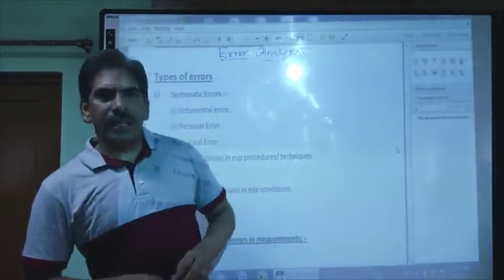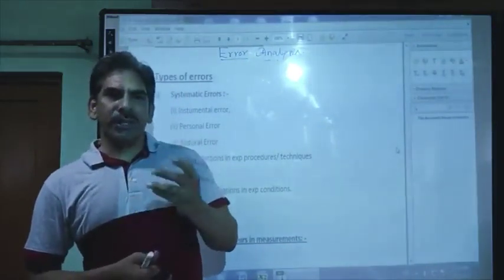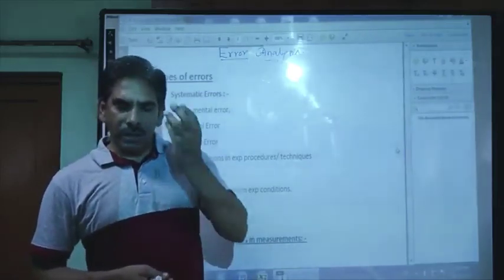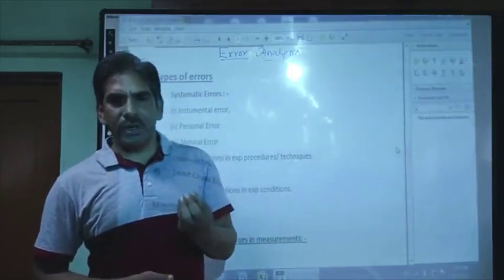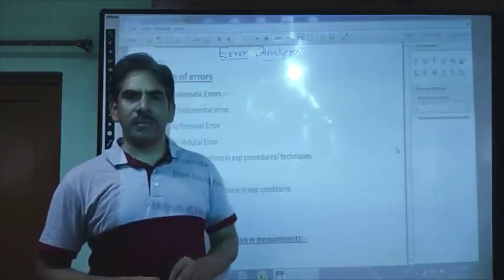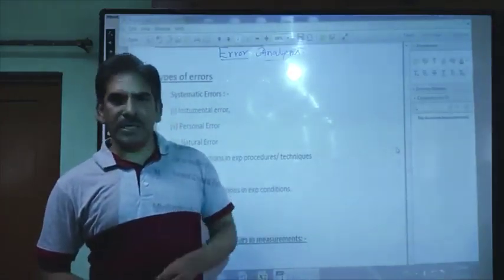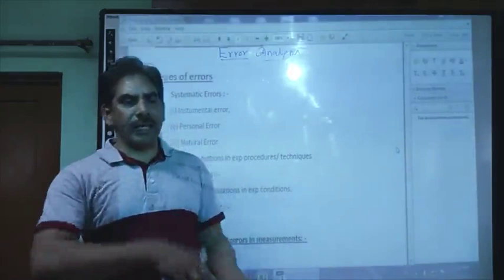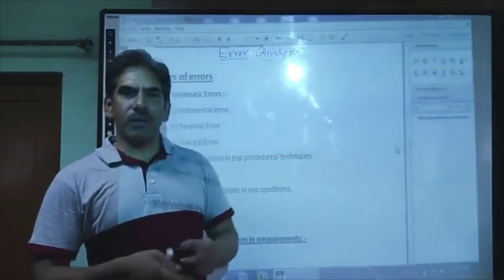There can be error due to the use of different least counts. The result will be more accurate if we use an instrument with a lower least count. Suppose one instrument has a least count of 0.1 centimeter, as we have discussed in the case of a simple scale. There is another instrument called the vernier caliper, which has a least count of 0.01 centimeter.